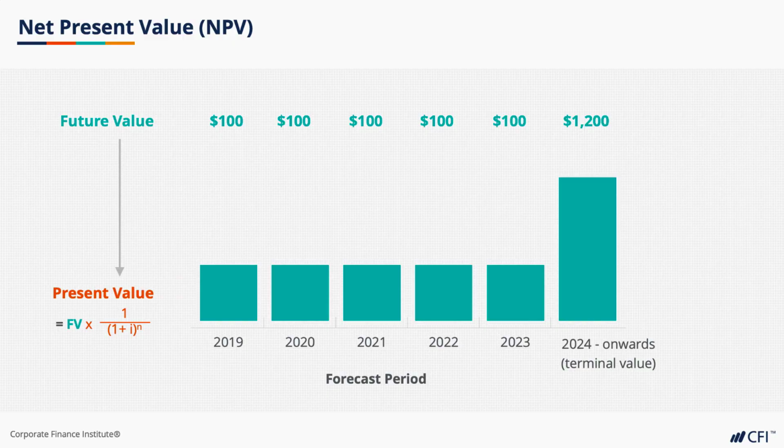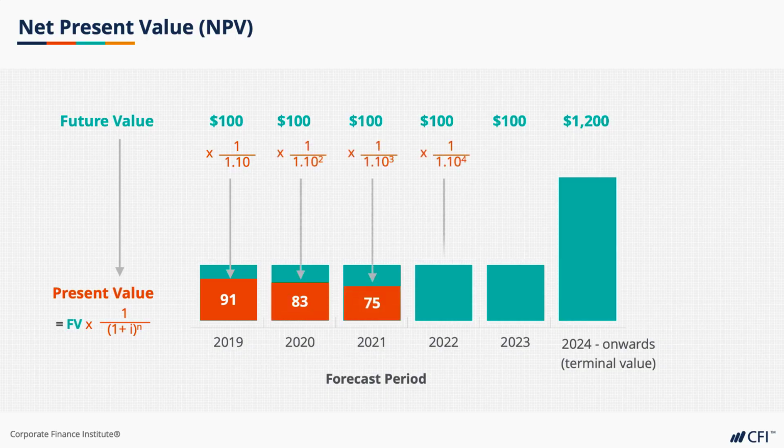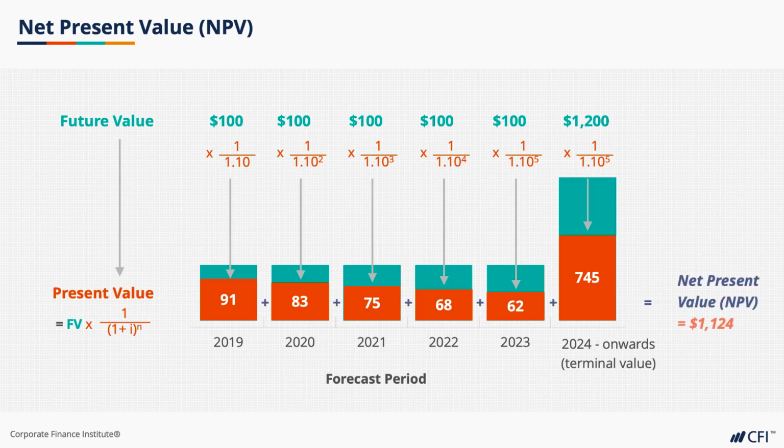So the first $100 cash flow a year from now is worth $91 today. The $100 cash flow 2 years from now is worth $83 today. And $75 today, $68 today, and then $62 today for the fifth cash flow of $100 5 years from now. Finally, the terminal value of $1,200 would be worth $745 today. So we add all of these up and get the net present value of $1,124.